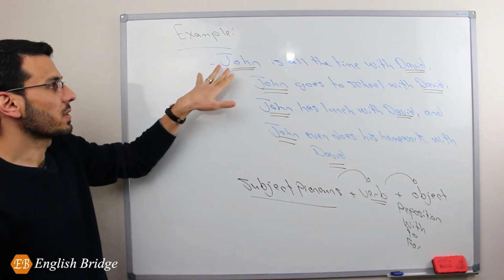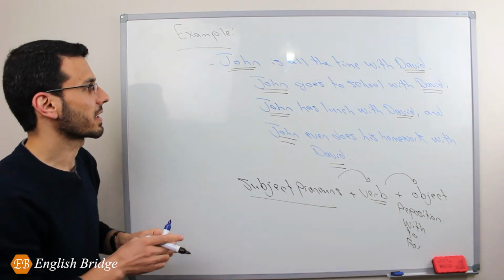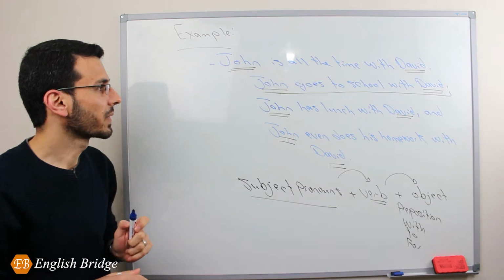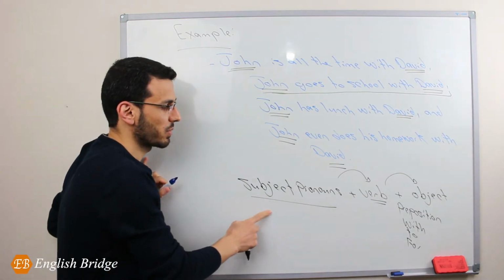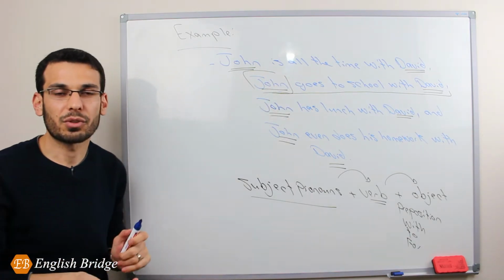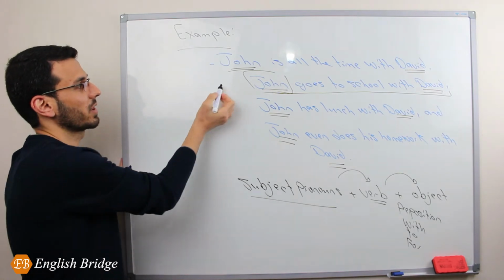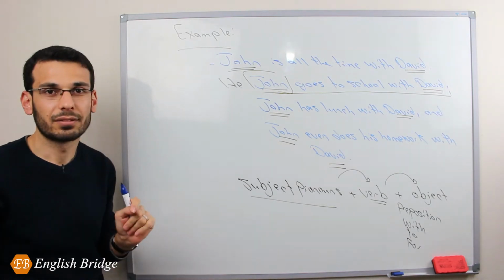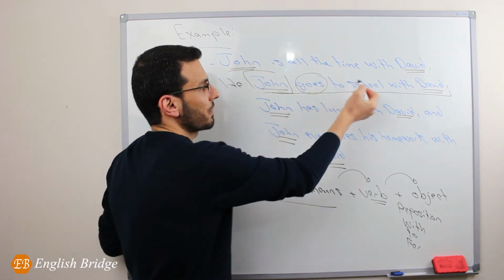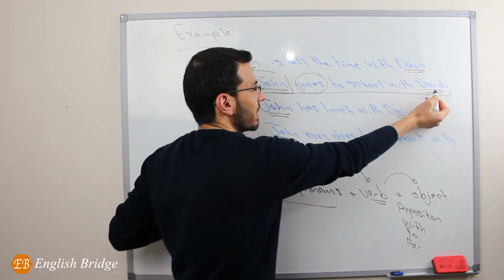All right, now the first sentence, let's keep it as it is. John is all the time with David. Now let's move to the second sentence. The second sentence is this, as you can see. So the subject pronoun, as we said, comes at the beginning of the sentence. John here is the subject of the sentence. John is a singular person, so if we want to replace it with a pronoun, we use he. All right. So he, and goes is the verb. So after the verb, we use object. So John goes to school with David.